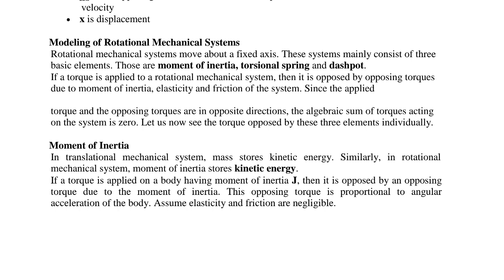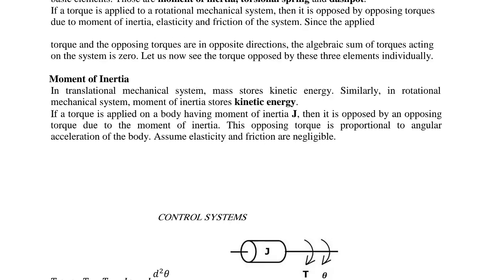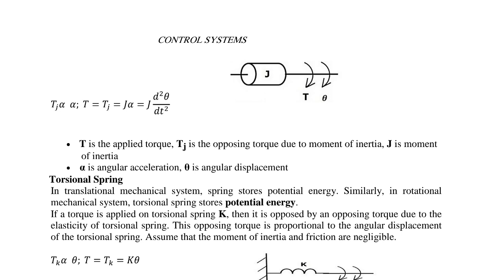In the translational system, we use the parameter x. Similarly, here we use the parameter theta. The angular acceleration is defined as d square theta divided by dt square. The moment of inertia torque is directly proportional to the angular acceleration of the body. So based on the constant factor of moment of inertia, you can write TJ equal to J into d square theta divided by dt square.